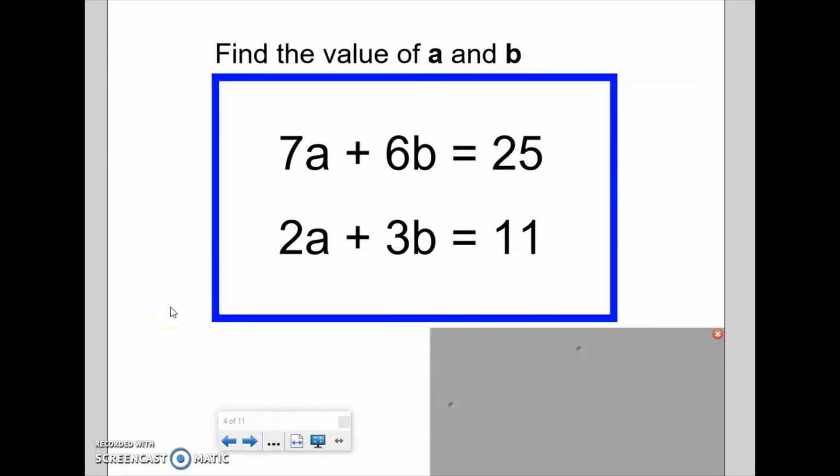Okay, another question for you to have a go at. This time there will need to be some manipulation. The second line will need to be multiplied in order to remove one of the variables from the question. Could you pause the video at this point and have a go at solving this simultaneous equation?